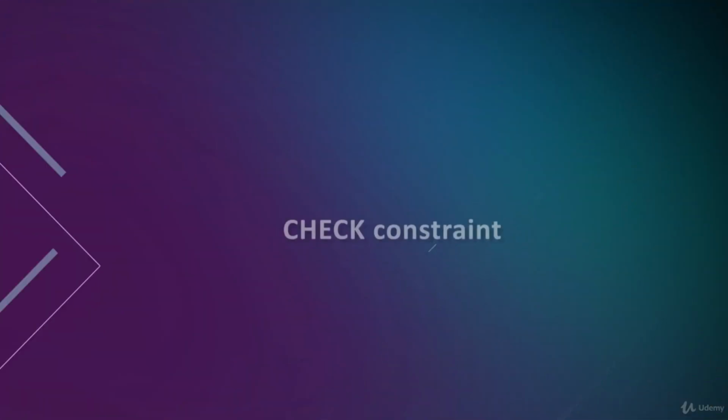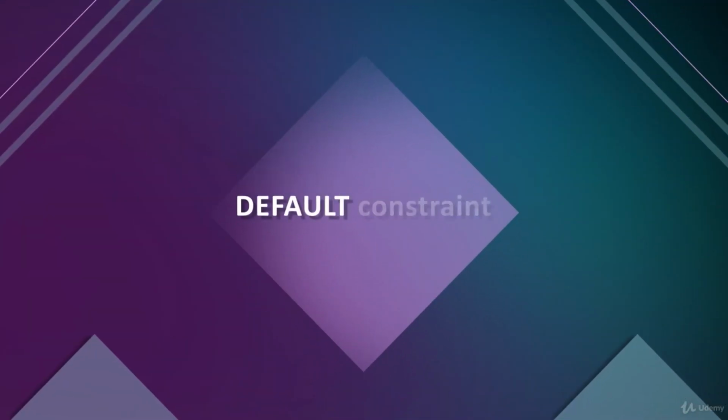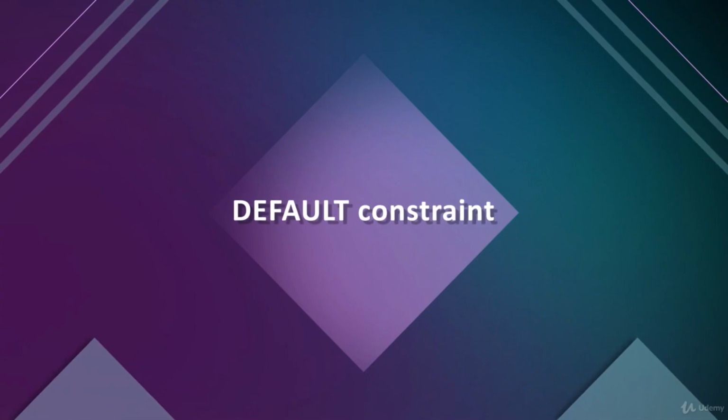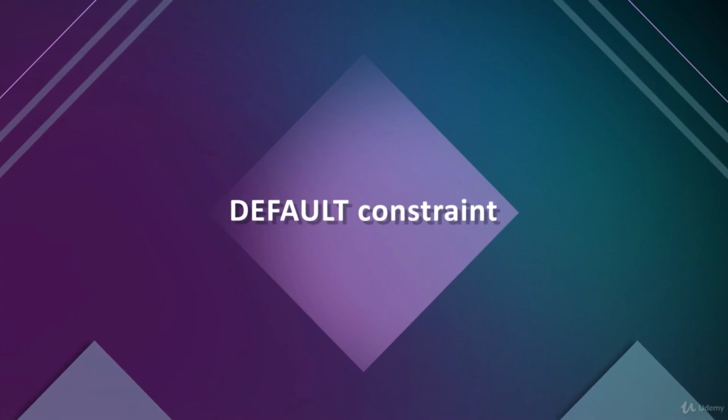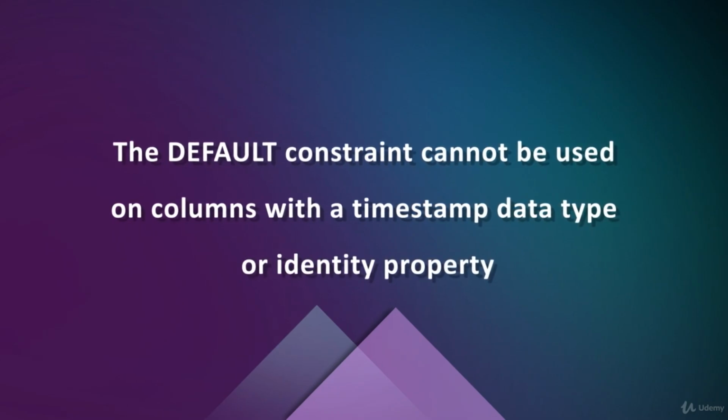Now let's talk about check constraint. The check constraint restricts values that can be entered into a table. And let's talk about default constraint. The default constraint is used to supply a value that is automatically added for a column if the user does not supply one. A column can have only one default. The default constraint cannot be used on columns with a timestamp data type or identity property.